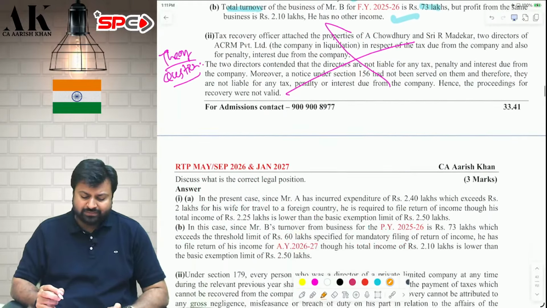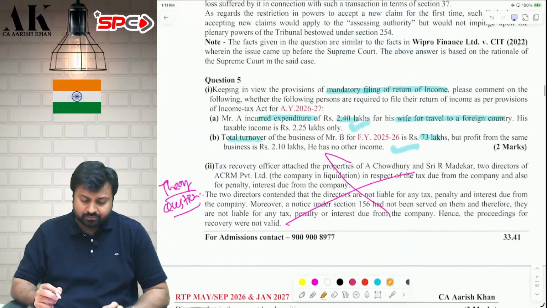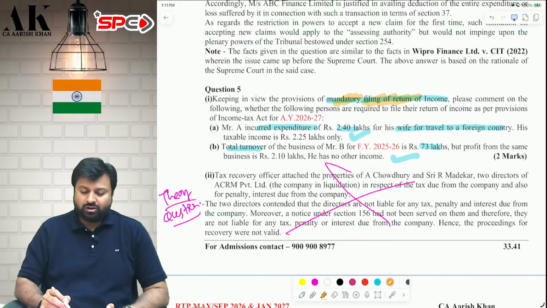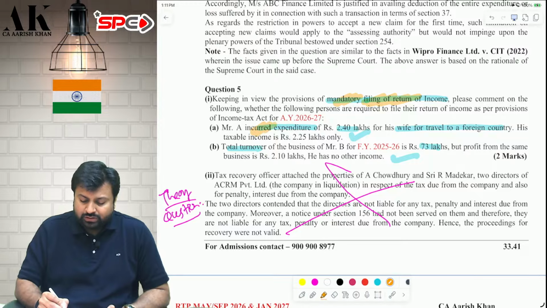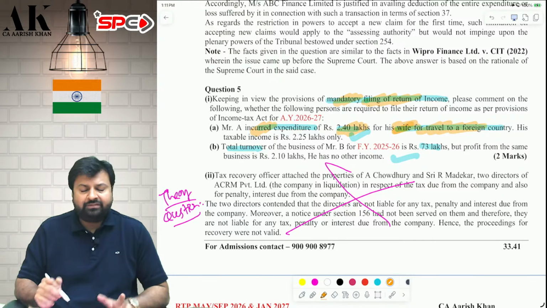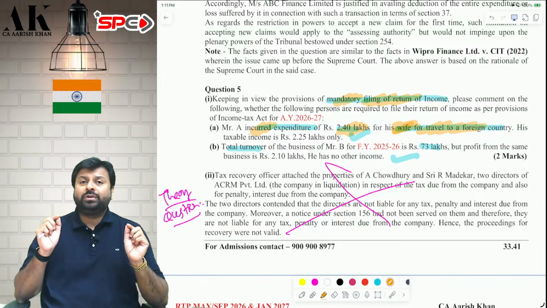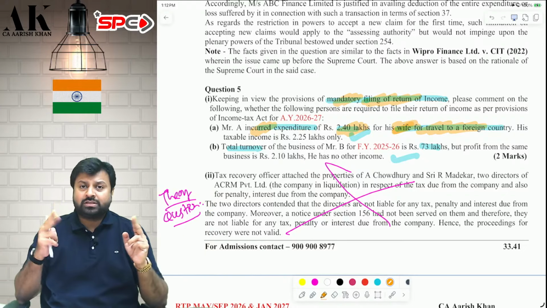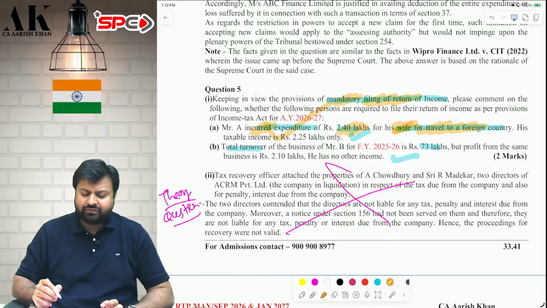And one last question is a very, very simple question. Whether the following assessees are liable to file the income tax return or not. See, there is an assessee who is incurring 2.4 lakh rupees on travel to a foreign country for his wife. Yes, if you incur more than 2 lakh rupees for foreign country travel for yourself or any other person, you are liable to file the return.